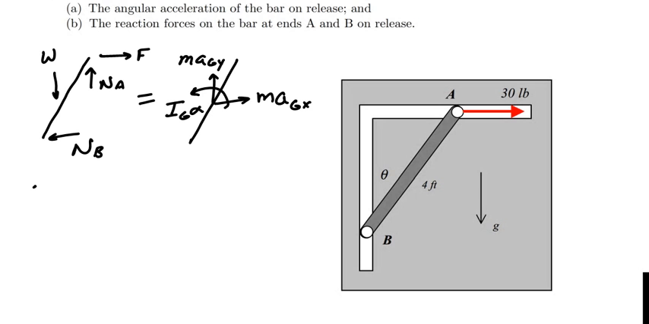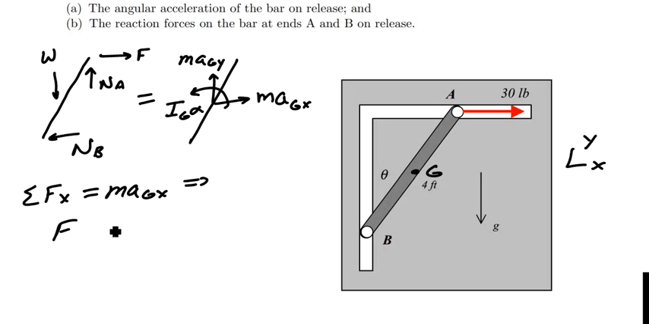And so I can start by summing forces in the x direction. We know in this case that's going to equal the mass times acceleration at point G in the x, where of course G is the center of mass, and I'm using conventional xy coordinates. And if I work this out in this case, I'm going to have that F minus the normal force NB is going to equal the mass of the bar m times agx, and we can call that equation 1.